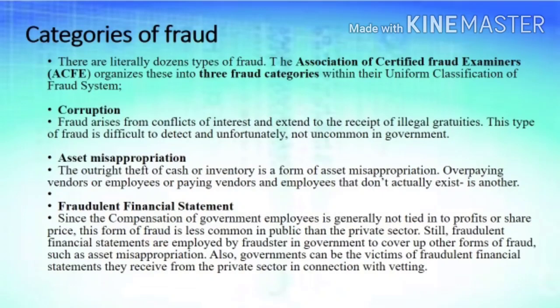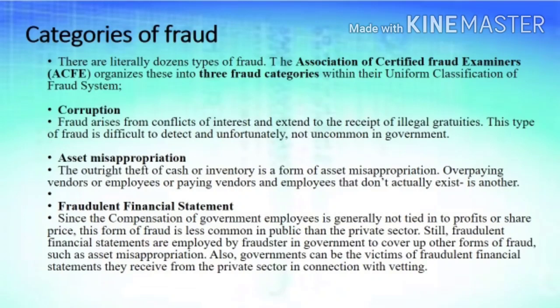So the first category of fraud is corruption. Fraud arises from a conflict of interest and extends to the receipt of illegal gratuities. This type of fraud is difficult to detect and unfortunately not uncommon in government. Corruption is a form of dishonesty or criminal offense undertaken by a person or organization entrusted with a position of authority to acquire illicit benefit or abuse power for one's private gain.